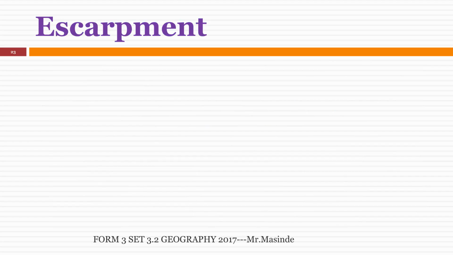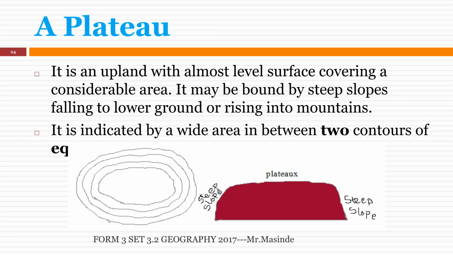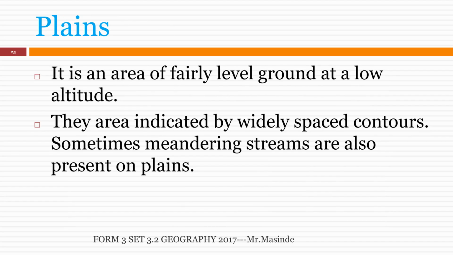This image provides a visual representation of an escarpment, highlighting the difference between the scarp slope and the dip slope. A plateau is an upland area with a nearly level surface over a large area, often bounded by steep slopes. It is indicated by a wide area between two contours of equal height. Plains are areas of fairly level ground at a low altitude. They are indicated by widely spaced contours, sometimes featuring meandering streams.